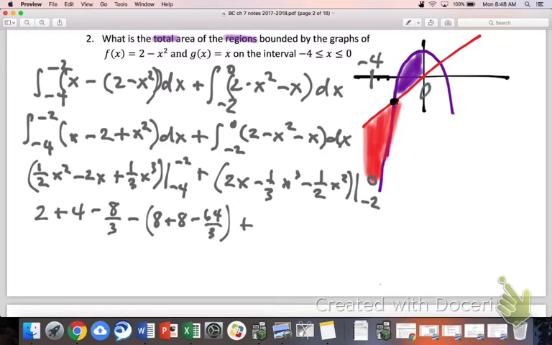thankfully, that's kind of nice. Plug in the 0. What do you get? 0. Yay. Okay, so then minus, plugging in the -2, we will get -4 plus 8/3 minus 2.